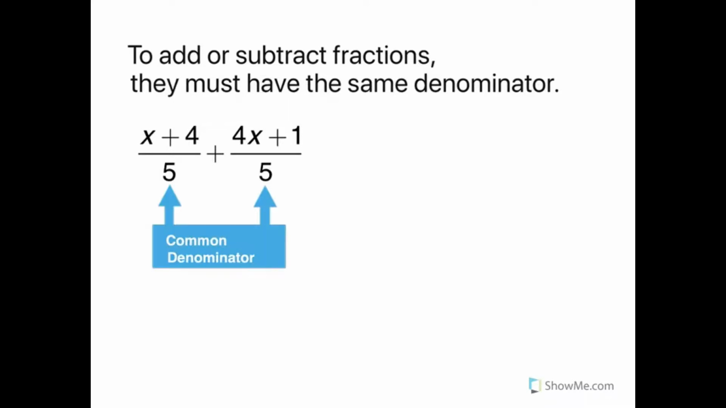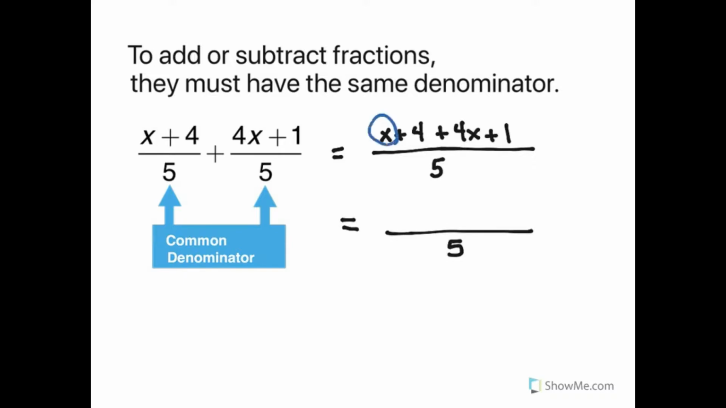You know that to add or subtract fractions, they have to have the same denominator. And the same is true of rational expressions. We're going to start with some cases where that's already true. For example, these two rational expressions both have a denominator of 5. So I could just add them by adding the numerators and putting the result over 5. So I have x plus 4 plus 4x plus 1 in the numerator.